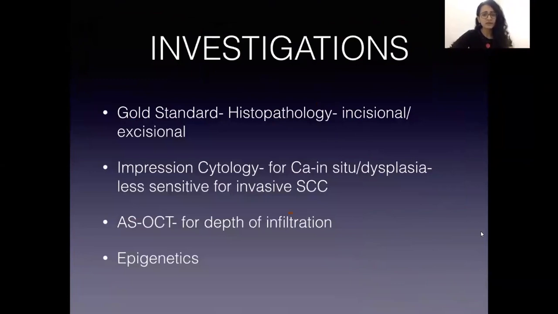From an investigation point of view, the gold standard is histopathology. It could be incisional or excisional. Impression cytology is a very good tool these days, which can give us a relatively non-invasive diagnosis, and it is good to diagnose carcinoma in situ or dysplastic cells. However, it is less sensitive for squamous cell carcinoma. Anterior segment OCT can also be used, which shows hyperreflectivity in the epithelial layer, which is basically the dysplastic cells, as well as an abrupt ending and an acute angle between the lesion and the normal cornea. It can also be used to assess the depth of the infiltration. Genetic testing can be done in cases like xeroderma pigmentosum.